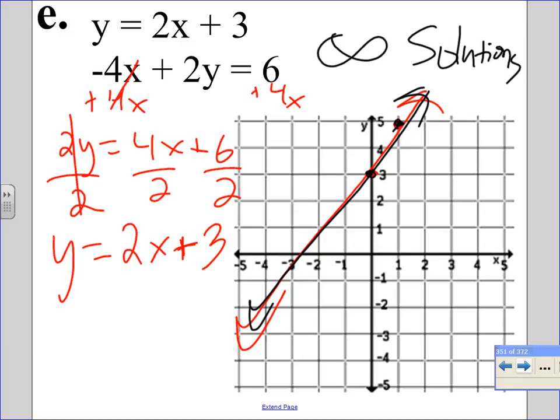So you can have one solution. You can have no solutions. You could have infinite solutions. Guys, if it's the same line, they share every single point. There are millions. There are infinite solutions that work that make both of these true. John. On a parabola, but we're not doing parabolas. Questions?